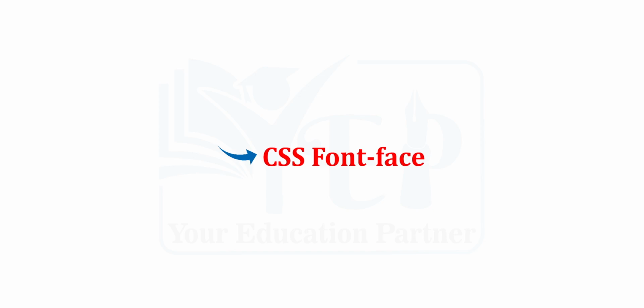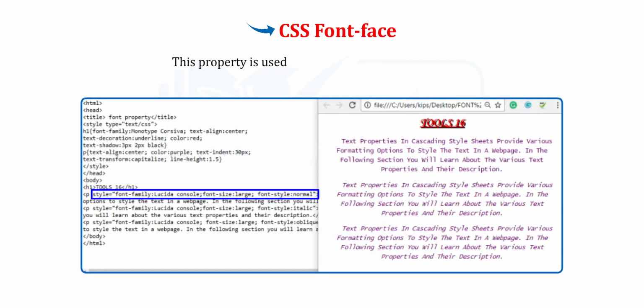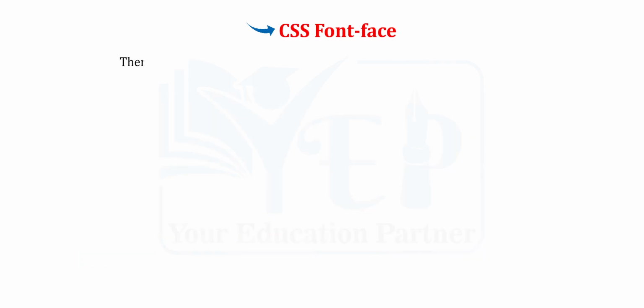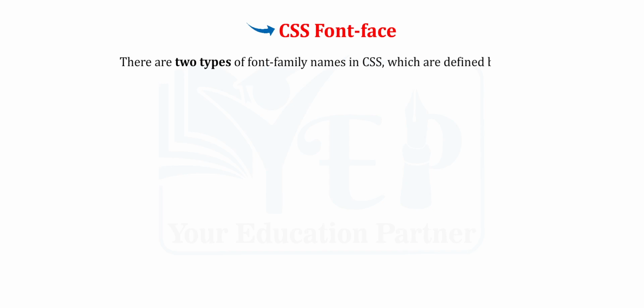CSS font face. This property is used to change the font face of the text. The values of this property are separated through commas, as this property can hold multiple font names. There are 2 types of font family names in CSS, which are defined below.